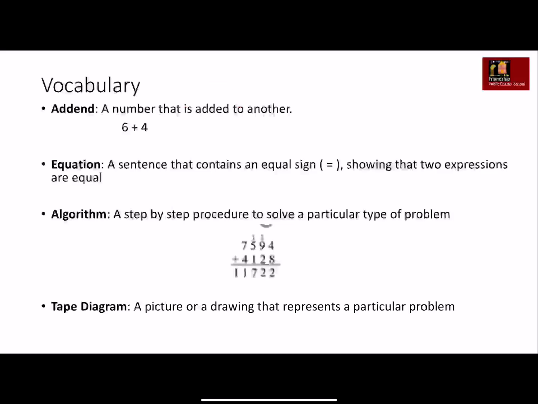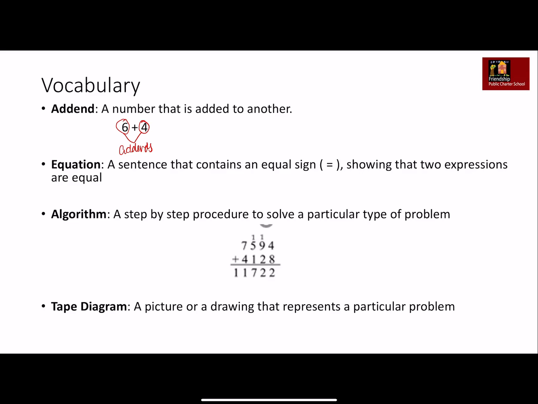Our new vocabulary word is add-in, and an add-in is a number that is added to another. So if you look at this equation, 6 plus 4, you would see that 6 and 4 are add-ins. We need to bring them together to give us the total. So when we have numbers that we bring together, those are called add-ins.